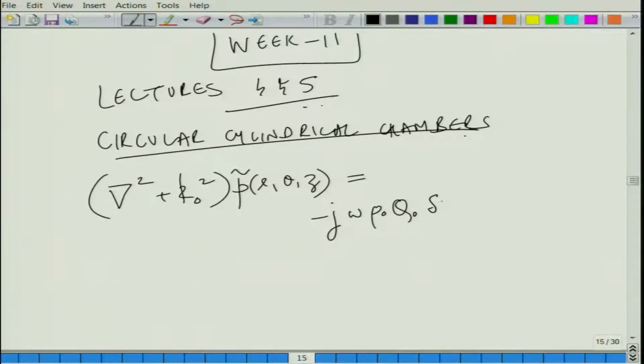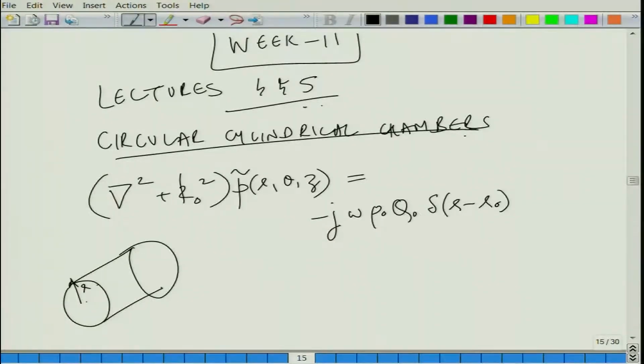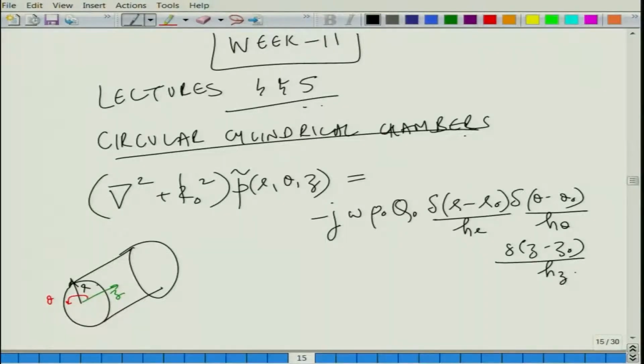Now, the Dirac delta function definition will change, that is the key point. So, let us say the source is located at r naught. So, we have a circular chamber, and r, this is your distance, theta, and let us say this is z. For theta you have the h factor. So, here you have h r, h theta and h z. So, what are h r, h theta and h z? They are basically your scale factors.